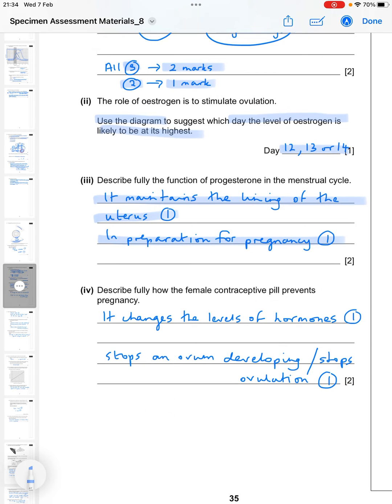Part 4, describe fully how the female contraceptive pill prevents pregnancy. So you need to be talking about how it changes the levels of hormones in the body, and that either stops an ovum or an egg developing or stops ovulation, and 1 mark for each of those points.